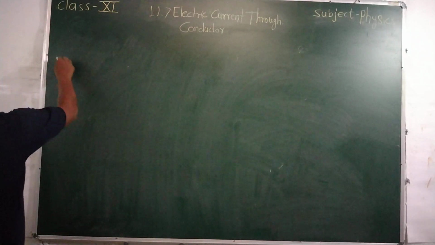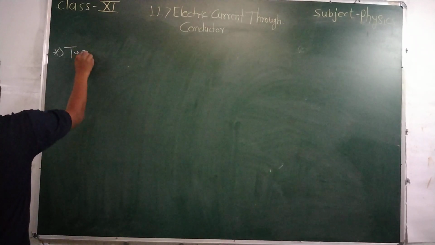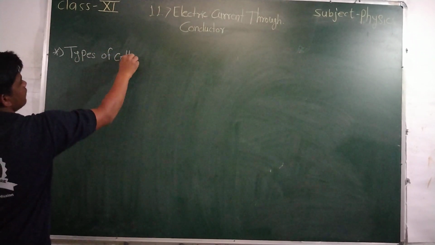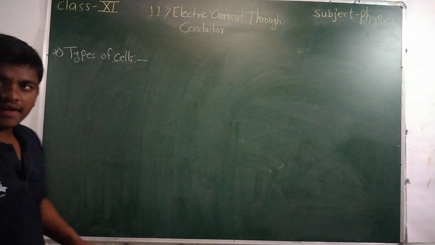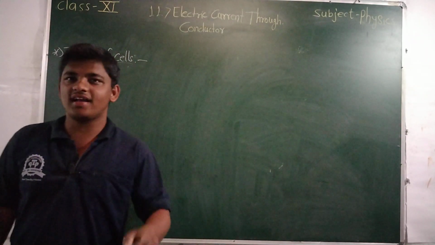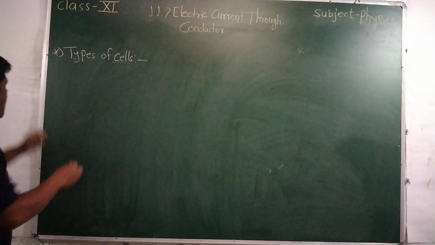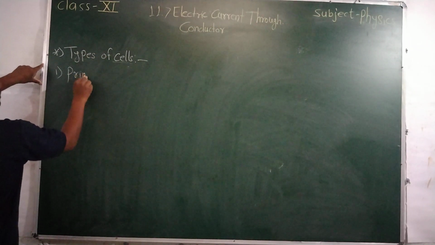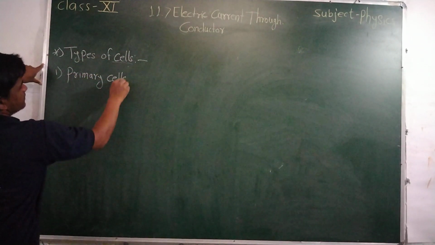Now take the heading: types of cells. The electrical cells can be divided into several categories, that is primary cells, secondary cells and fuel cells, etc. In this lecture we will first discuss primary cells.